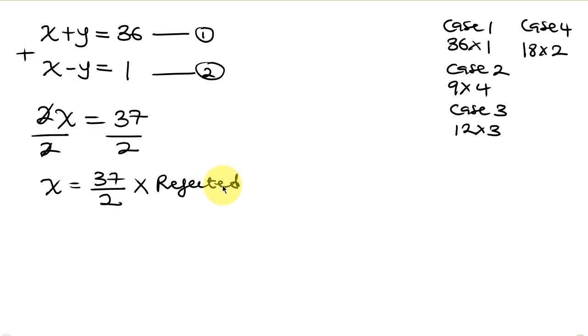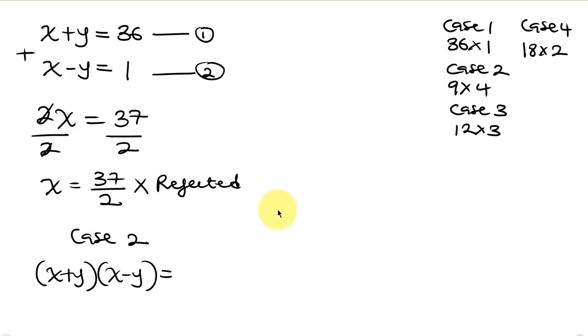Good. Now let's go to our case 2. So for case 2, we have our left factors, x plus y times x minus y, equal to, now going for case 2, 9 times 4.